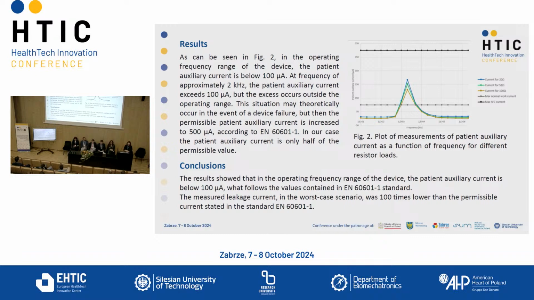In the device frequency operating range, that is from 10 kilohertz, the patient auxiliary current is below 100 microamperes, which according to the mentioned standard is totally acceptable. In the range below 10 kilohertz, that may theoretically happen during a device failure, the permissible values according to the standard increase to 500 microamperes, so the obtained results are also totally acceptable. Overall, the results confirm the effectiveness of the applied protection means and allow us to mark the device as safe for use. Thank you very much.